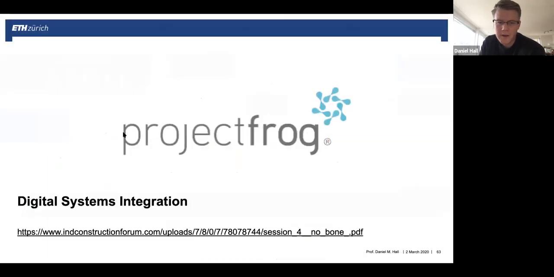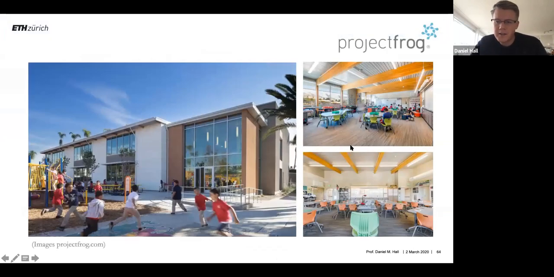All right, our last one is Project Frog, and they're a great example, I think, of digital systems integration. So Project Frog started actually over 10 years ago. They started by making schools, and their original products were actually modules. They just made modular construction for schools, and they thought that they could just do this in this kind of prefab modular approach to schools. They found that actually the schools needed more flexibility, so they started moving away from this modular approach, and they started adopting more of a kit of parts approach.